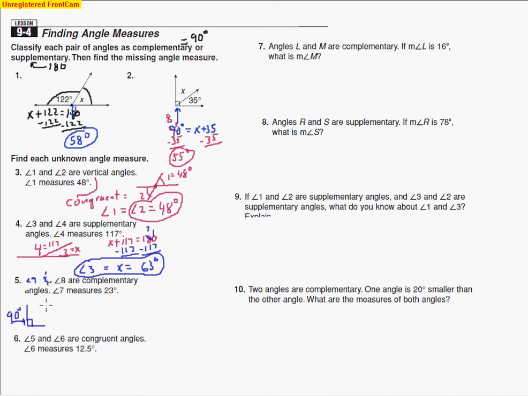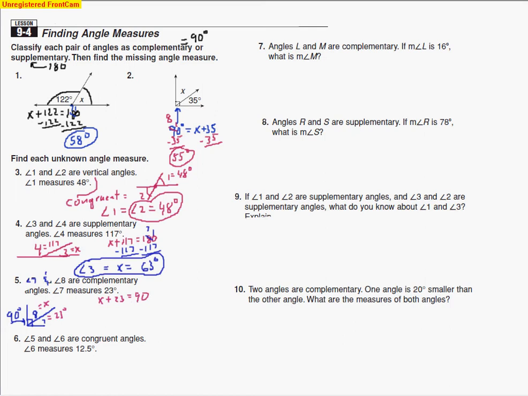What we're going to do is take this 90 degree angle and divide it into two pieces. We'll call this one angle 7 and this one angle 8, and they add up to make 90 degrees. It tells us that angle 7 here equals 23 degrees, and they want to know what angle 8 is. We don't know what it is, but we know that angle 8, which I'm calling x, and angle 7, which is 23 degrees, add up to make 90 degrees.